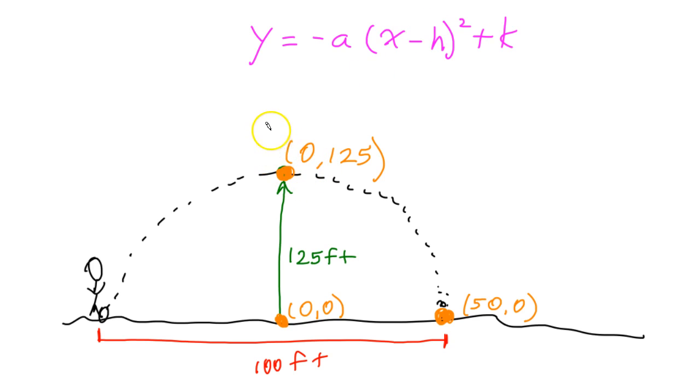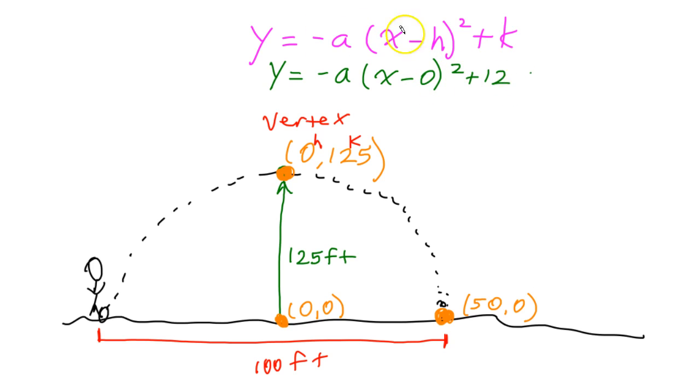Oh, wait, this point right here is the vertex, and the vertex we know is made by the letters h and k. Oh, fantastic. That means I could just take h and plug it in right here, take this k, plug it in right there. So I'll go ahead and write that equation in green. y equals negative a, let's see, (x minus 0) squared plus 125, and oh, I remember, minus 0, you don't actually need that. So right now the equation looks like y equals negative a x squared plus 125.